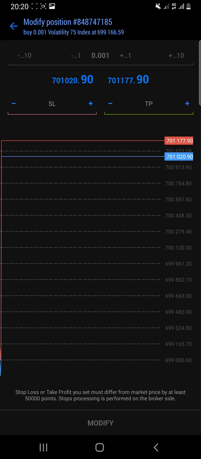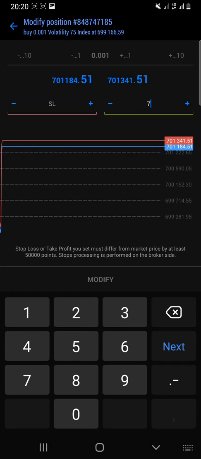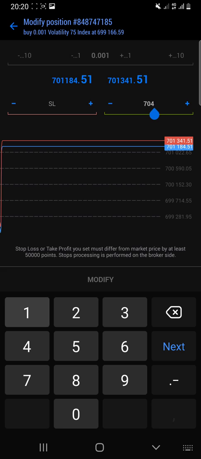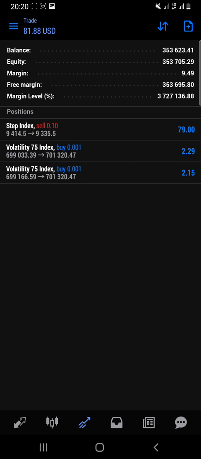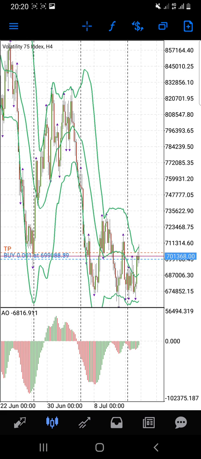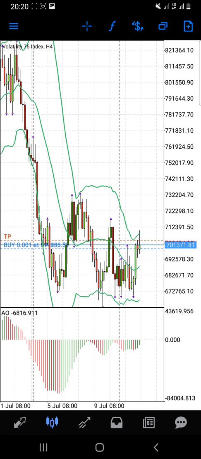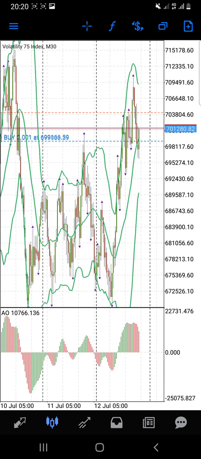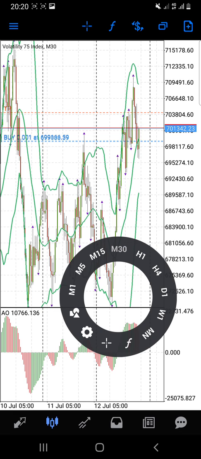TP will now be 704,166.59. 66.59, modify. Okay, I go back now. You can see this is 50 pips right here. This is 50 pips for the market. That's 50 pips, as you can see it. You see? That is 50 pips.